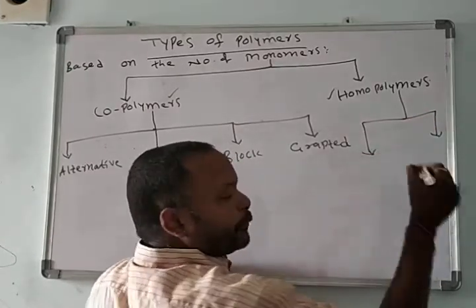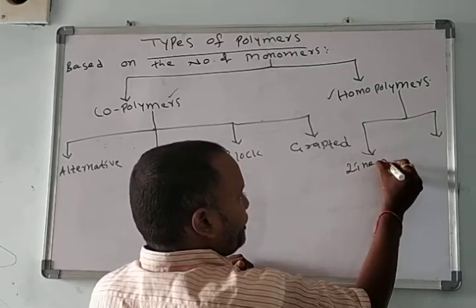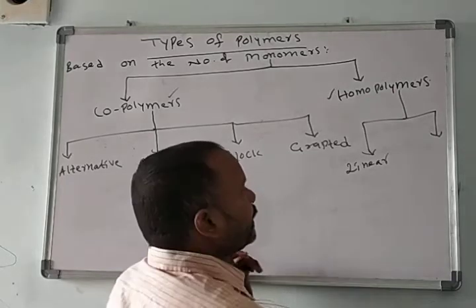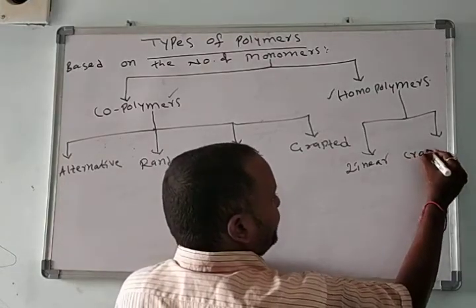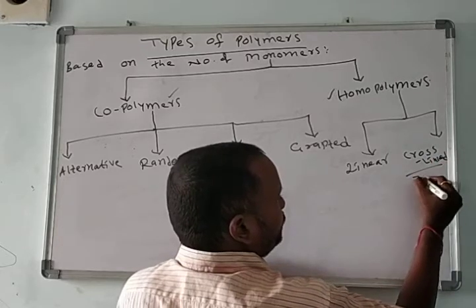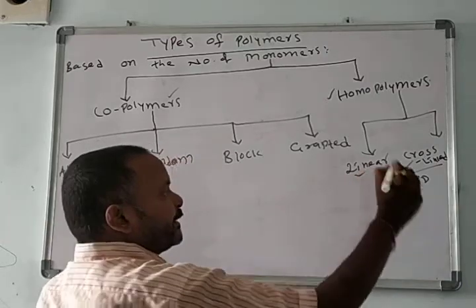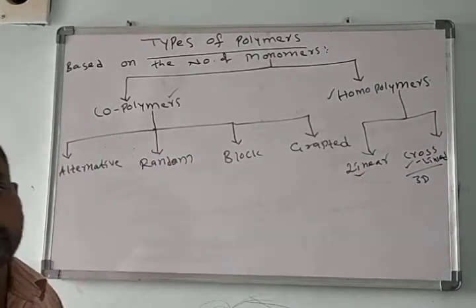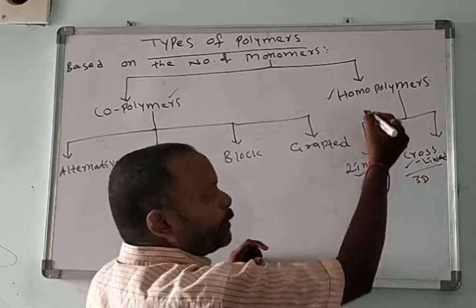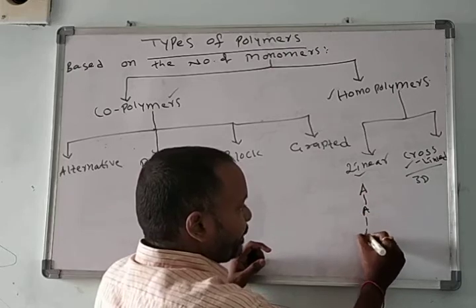And here homopolymers. The monomers may be arranged in a linear way, so linear homopolymers, and here cross-linked, which we also call three-dimensional. Cross-linked homopolymers and linear homopolymers. Linear homopolymers means homo means same, linear means straight. A.